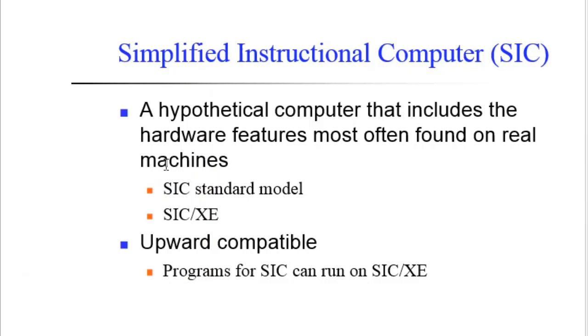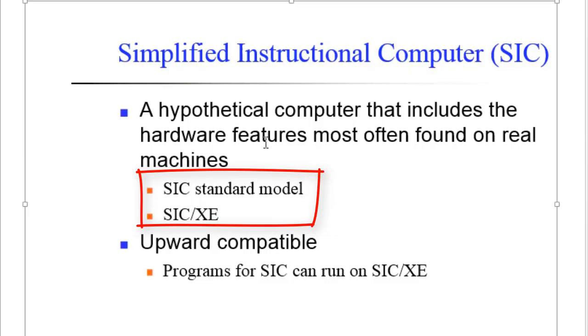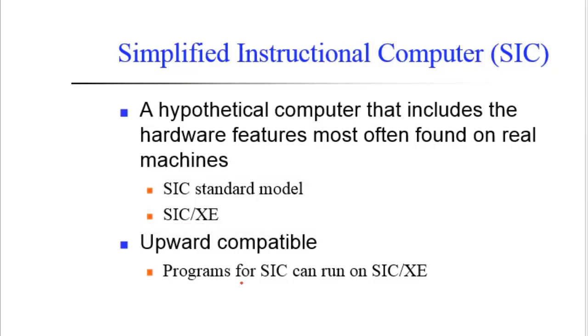Like many other products, SIC also comes in two versions, the standard model and the SIC XE model. XE stands for extra equipment. It has more features than SIC, with all features of SIC included in it, at some extra cost as well. So I can say XE stands for extra expensive also. And the two versions have been designed to be upward compatible.